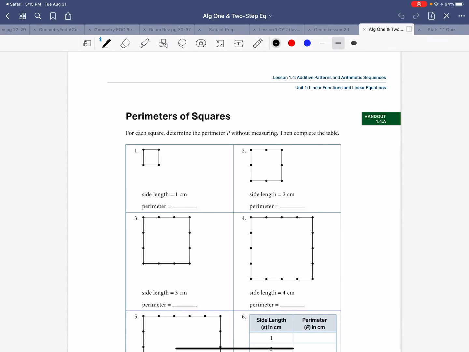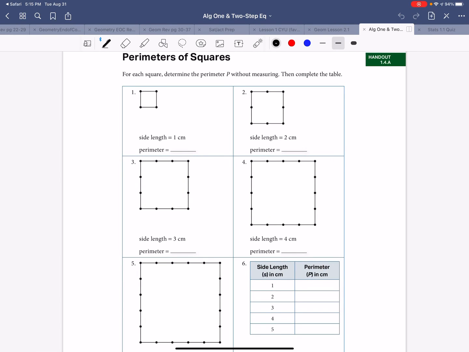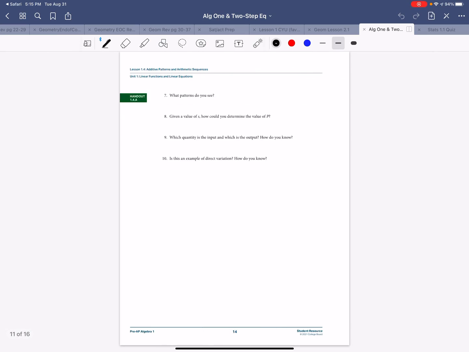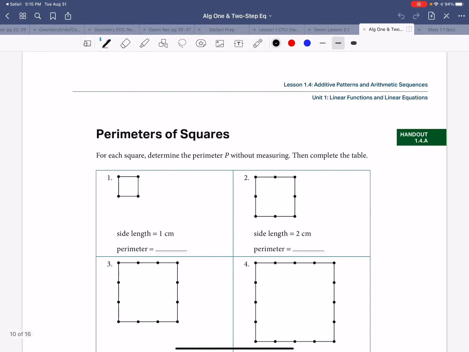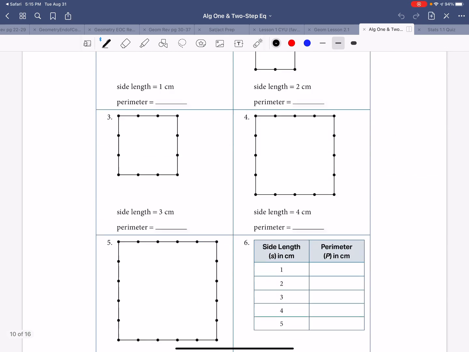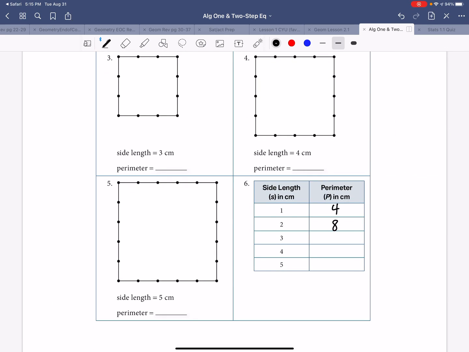Hey guys, we did part or all of this and we looked for our patterns and answered each of these questions. So this first one, we noticed there were definite patterns. The perimeter was 4, then 8, then 12, then 16, then 20. Some students noticed this does kind of look like a sequence if we just look at the Y values.